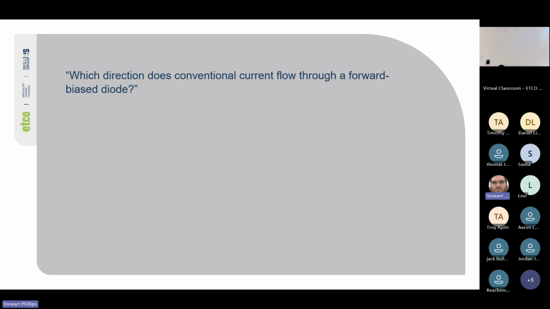Yep, so everyone's making reference to P-N or negative positive. There we go. Yeah, so we're looking to have anode to cathode. So yes, it's positive to negative, but because they're asking us about the diode, it's from the anode to the cathode. So positive to negative, anode to cathode.